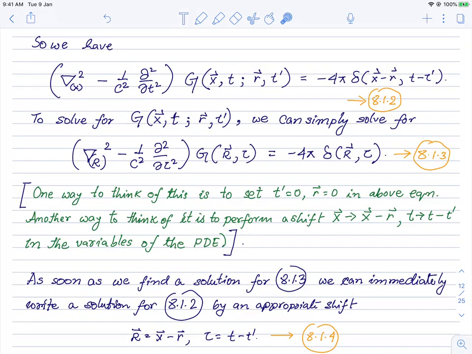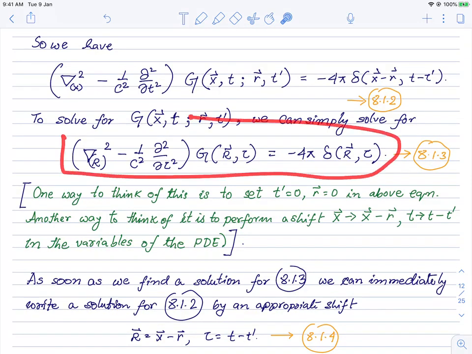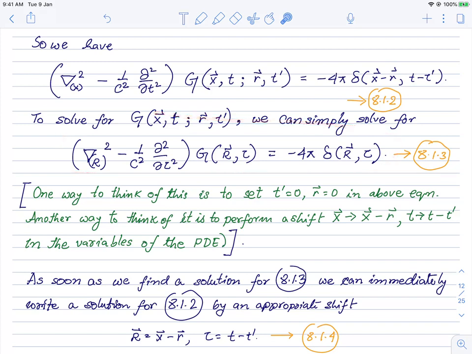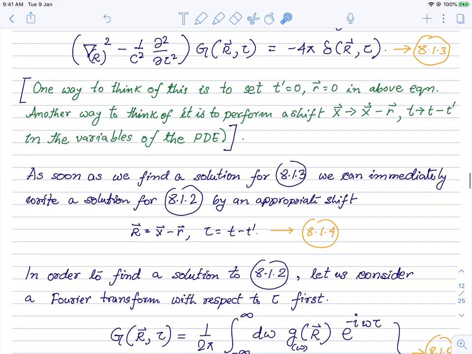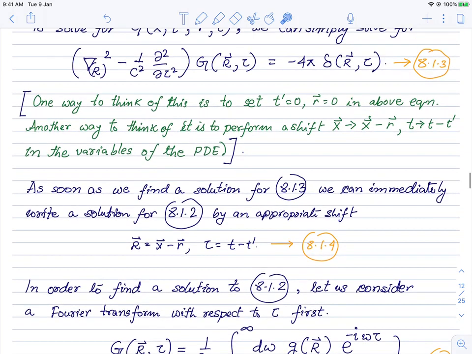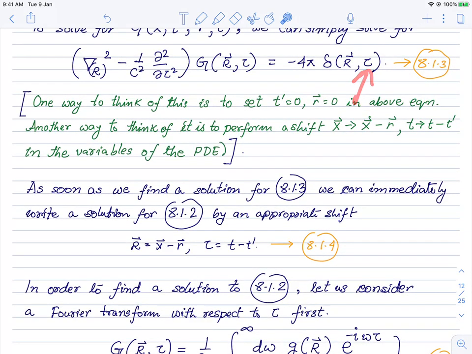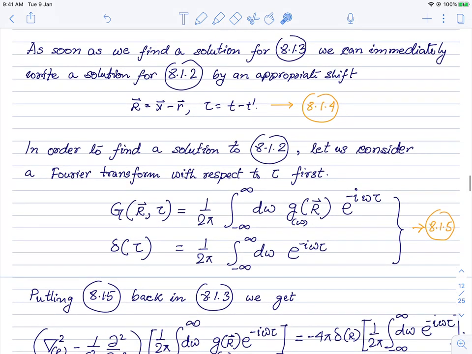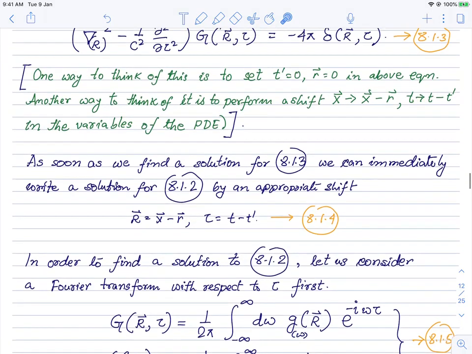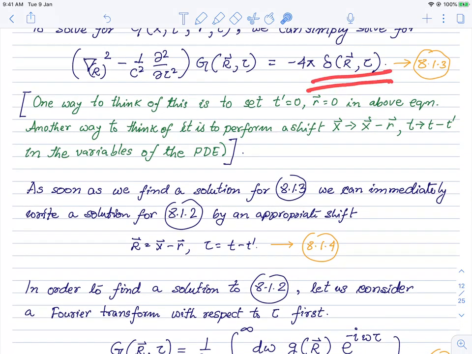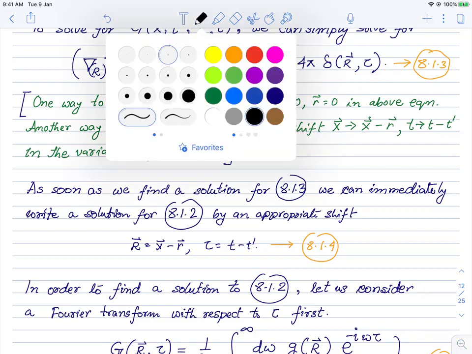Now, finally we have to solve this particular equation. Because we have to solve this particular equation, let us proceed by doing the Fourier transform with respect to the tau coordinate only. That's what we are going to do. Of course, as I said, this is a 4-dimensional delta function.